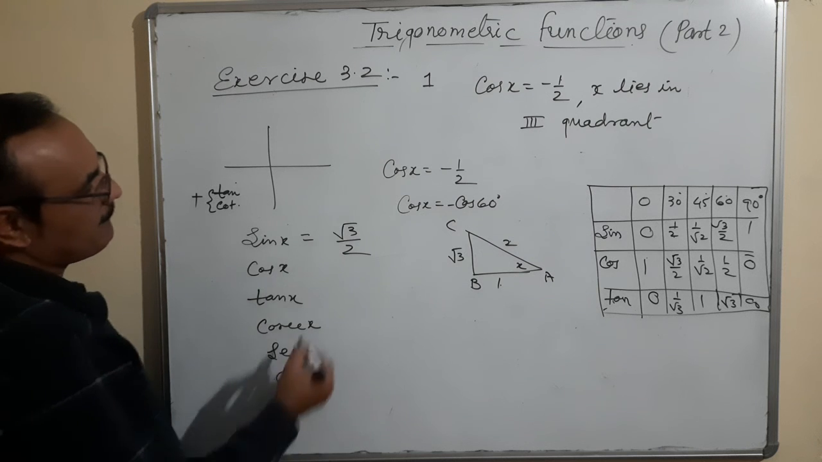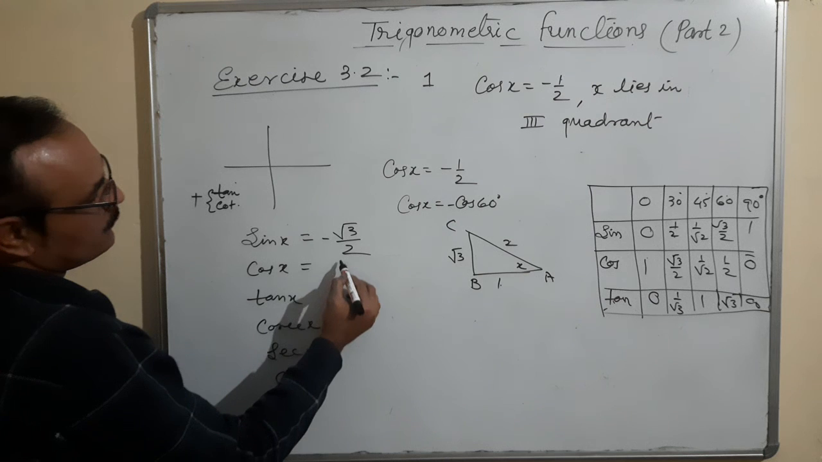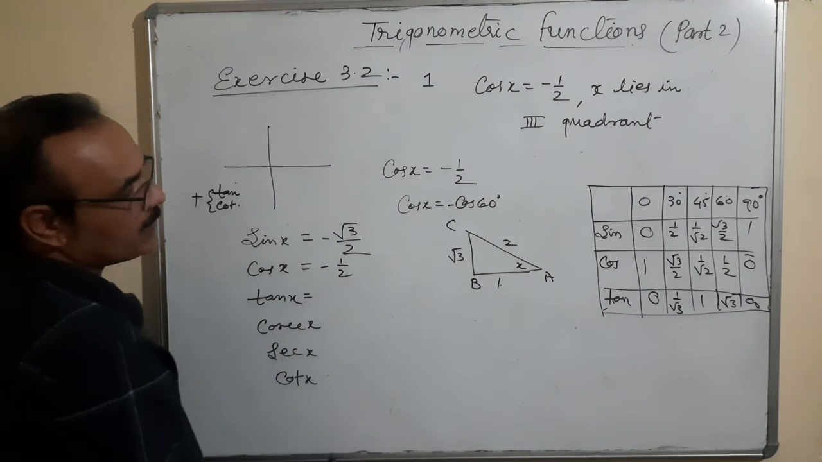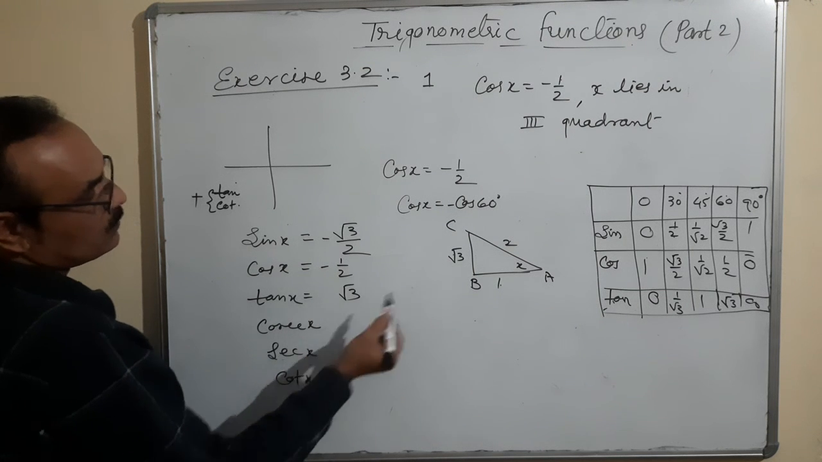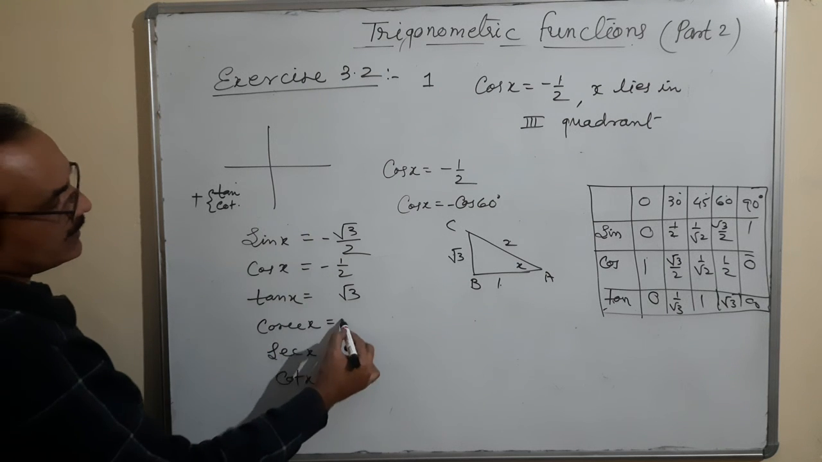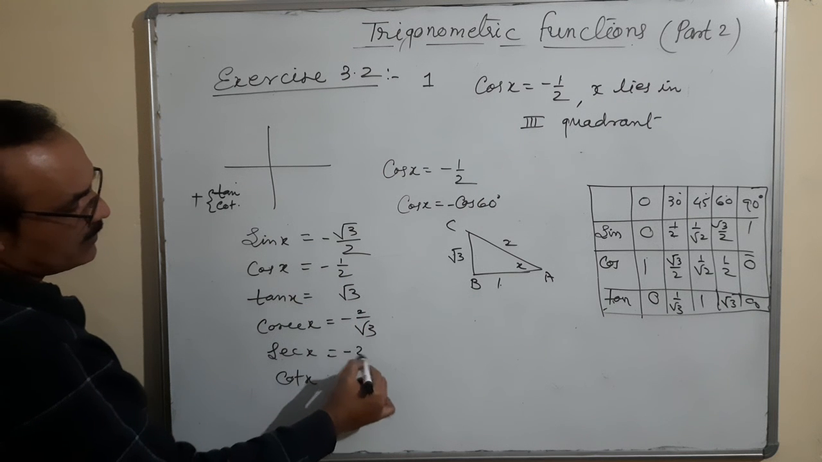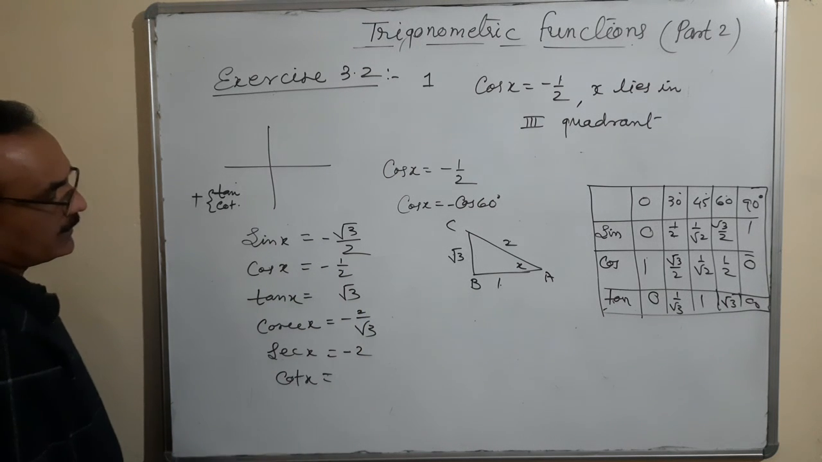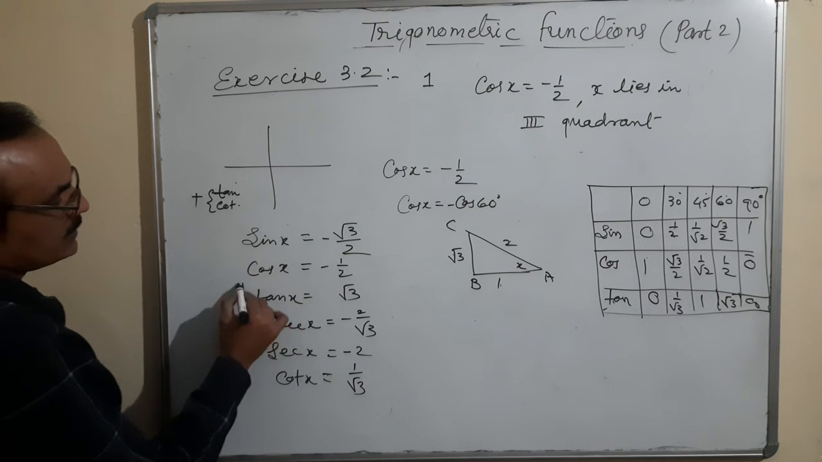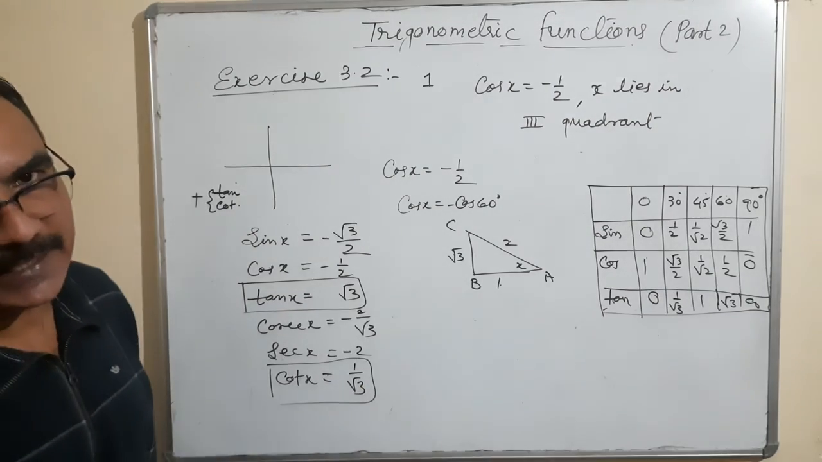Which sign? Minus. Cos x is equal to 1 by 2, which sign? Minus. Tan x is equal to perpendicular upon base, root 3 by 1, root 3 positive. Cosec x, reciprocal of sin, minus 2 by root 3. Sec x, reciprocal of cos, minus 2 upon 1, that is minus 2. Cot x, reciprocal of tan, 1 by root 3. So only these 2 terms, tan x root 3 and cot x 1 upon root 3, are positive, others are negative.